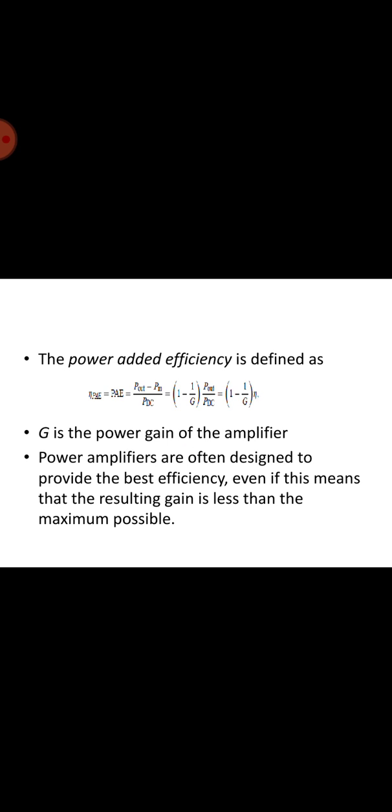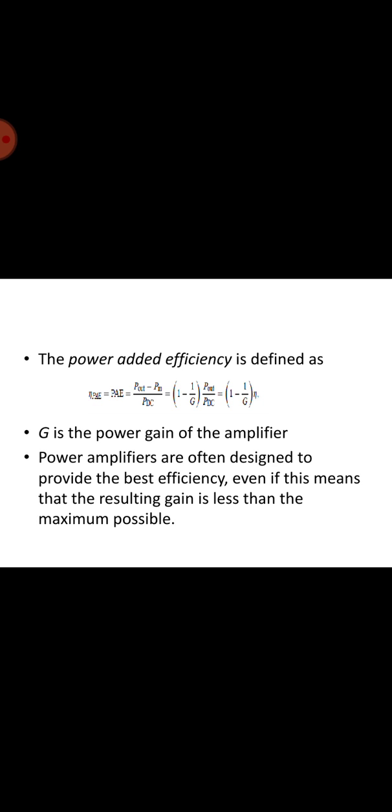One drawback of this definition is that it doesn't account for the RF power delivered at the input of the amplifier. Since most power amplifiers have relatively low gains, this efficiency tends to overrate the actual efficiency. A better measure that includes the effect of input power is the power added efficiency, defined by eta PAE equals P out minus P in divided by P DC. That is equal to 1 minus 1 by G times P out by P DC, which equals 1 minus 1 by G times eta, where G is the power gain of the amplifier.